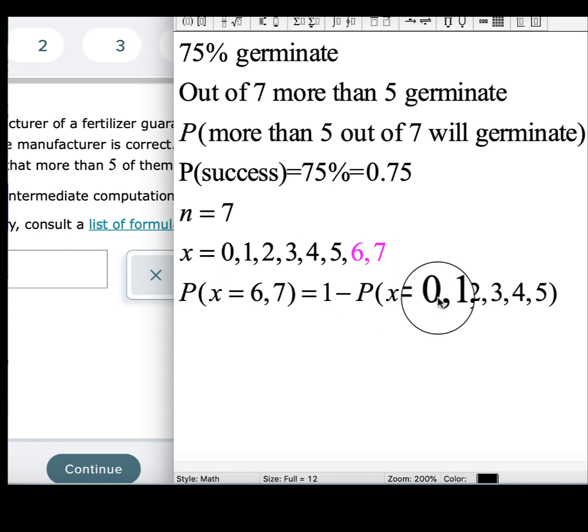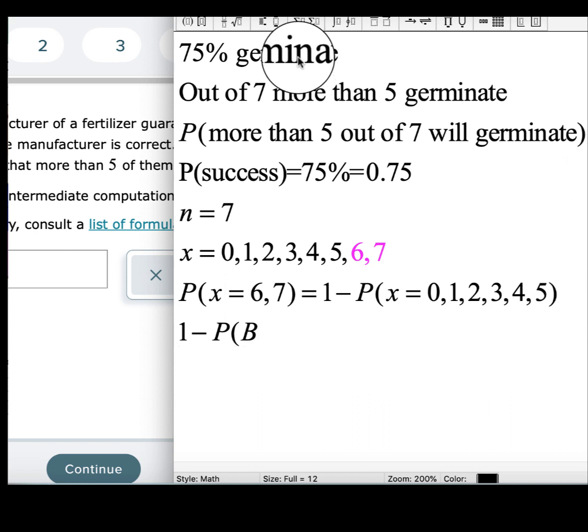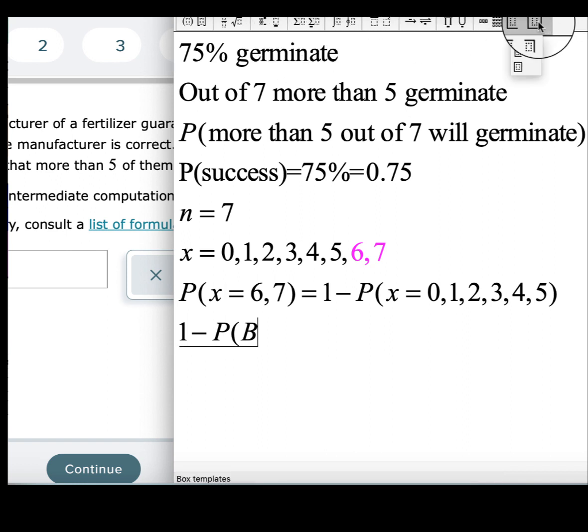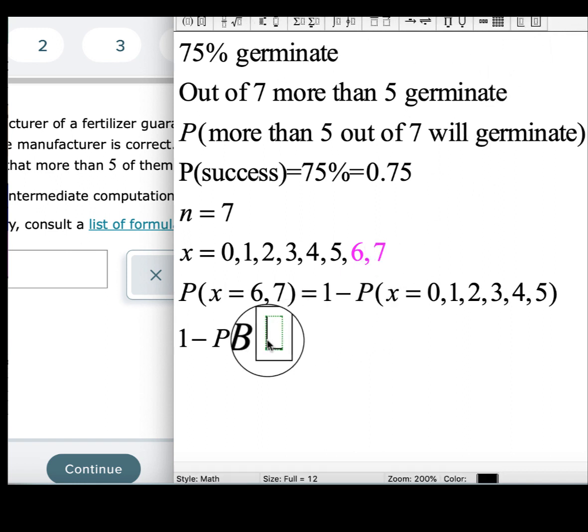And now that we have our probability starting with 0, we can use the cumulative probability distribution button on the ALEKS calculator. And that's given by the following. It's 1 minus the probability of B for binomial. And then for our first blank, it's going to be whatever n is. So I'll try to create a box for that. And then the next box is going to be the probability of success.